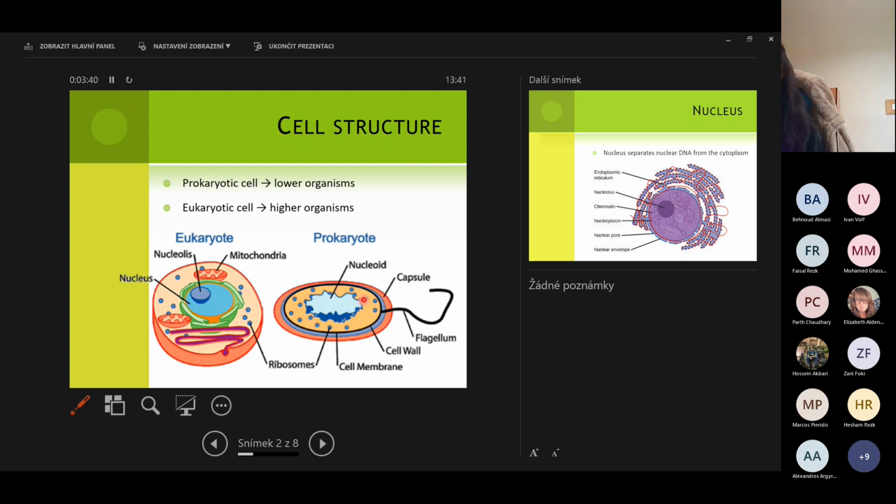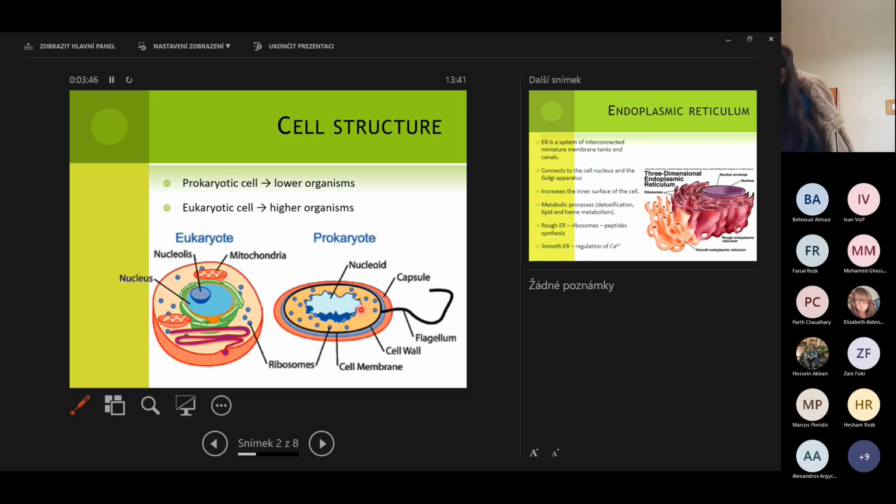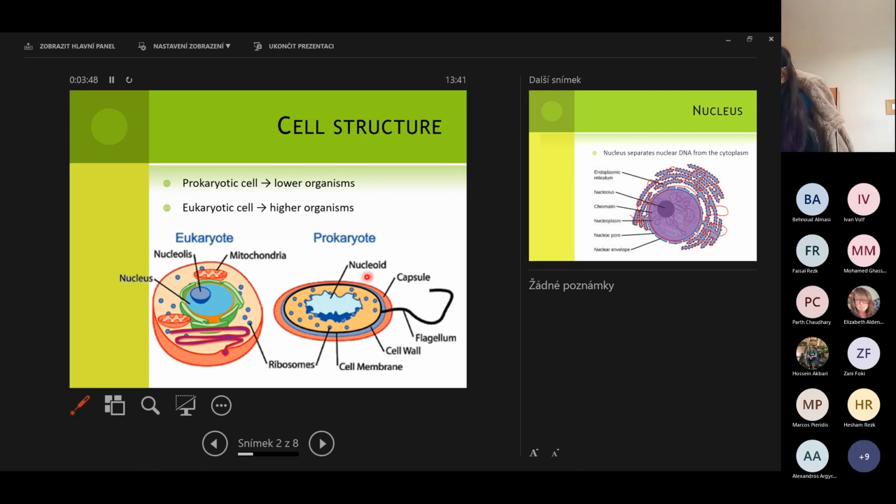There is a difference also. There is no envelope, but this one, it's not a virus. It's just a cell. It's some bacteria, prokaryotic bacteria. It's more complicated. This is a little bit higher level than a virus. But as you can see, there is no envelope, so no nucleus.